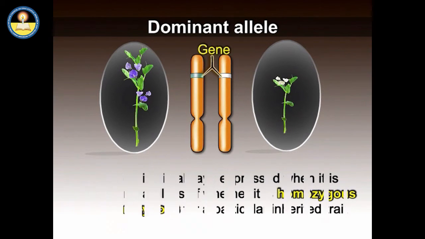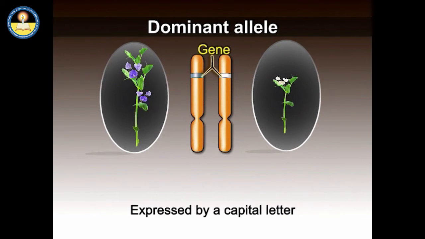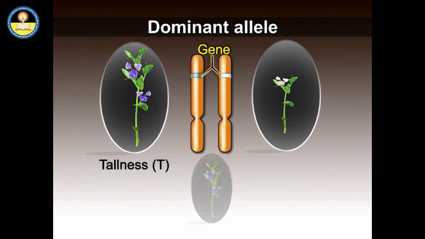Such an allele is expressed by an English letter in uppercase, say capital T for tallness. This means that the trait of tallness is expressed even when the allele from a single parent is present in the offspring.